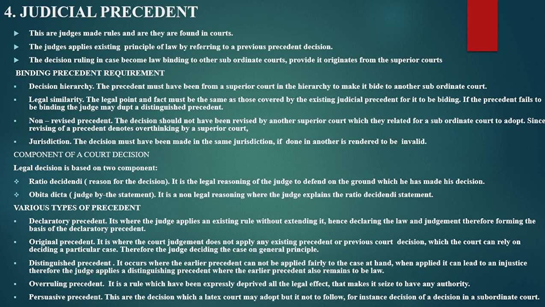Persuasive precedent. These are decisions which a later court may adopt, but it does not have to follow. For instance, a decision in a subordinate court. Sometimes a persuasive precedent is where a later court can adopt, and it is just a kind of honor. It can adopt a precedent from a subordinate court and use it to determine a case in a later court. It is where, like, the Supreme Court can borrow some of its knowledge from a chief magistrate's court for a case which had been done in a chief magistrate's court.